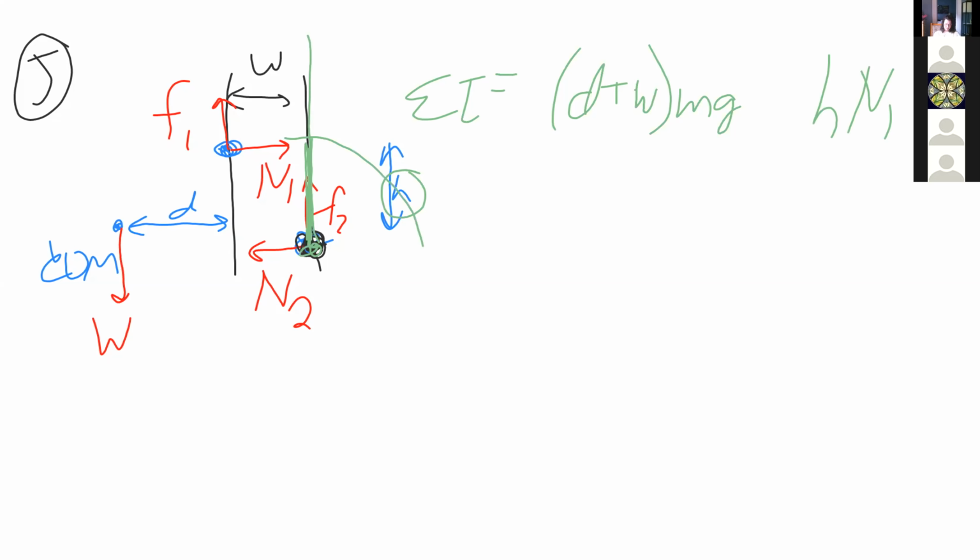Normal force 1 gives us clockwise rotation around the pivot, so that would be a negative torque. That's a plus sign, James, just not a very good one. That's d plus w. This d here plus this w here.